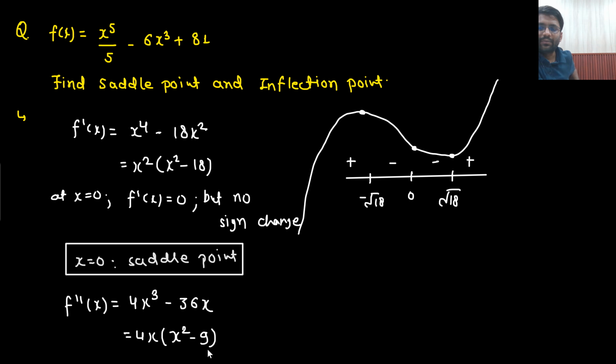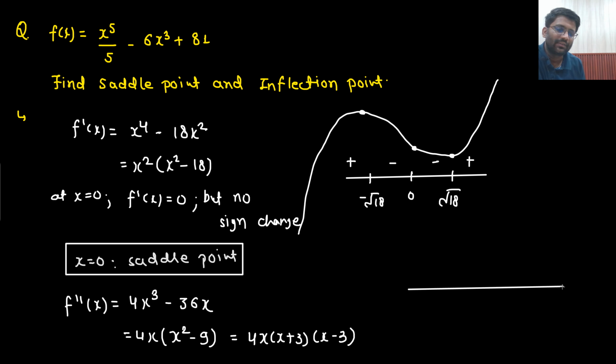So the double differentiation becomes 4x cube minus 36x. From here, what are the roots? 4x into x plus 3 into x minus 3. Now you can sense where the sign would change. This is x equals 0, this is plus 3 and minus 3. So this is minus 3, this is plus 3. Since all are having odd power, everywhere the sign would be changing, here as well, here as well, here as well.